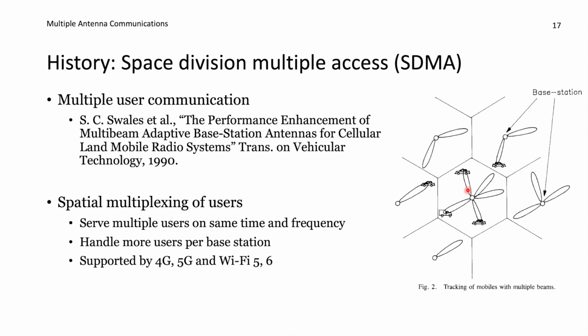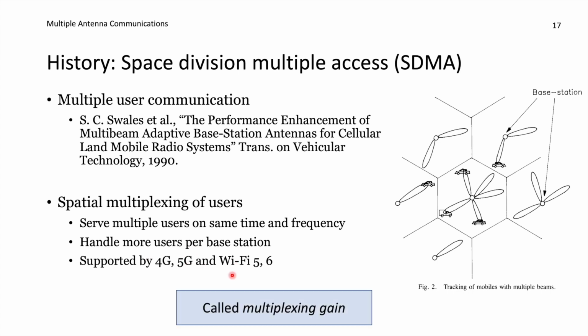So with this technology, every base station can handle more users, and that's why it's utilized in 4G and 5G and Wi-Fi 5 and 6. The performance gain is called the multiplexing gain. Essentially, the capacity per user stays the same, but you can get many more users being active at the same time in the same area, and therefore the capacity is multiplied with what is called the multiplexing gain. This technology was called Space Division Multiple Access when it was invented. Nowadays it's called multi-user MIMO.